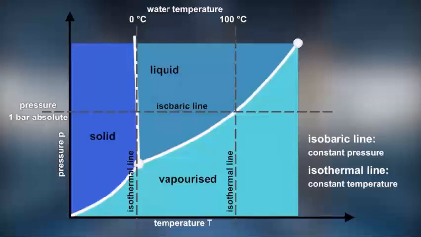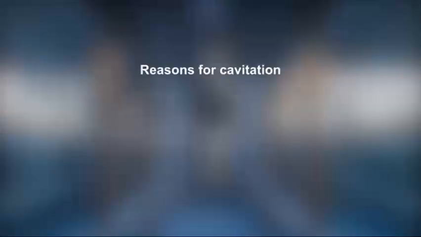Evaporation of water is not only possible when the temperature is increased at a constant pressure. The other possibility is to keep the temperature constant and reduce the pressure below the vapor pressure. Water can evaporate and condense at temperatures below 100 degrees Celsius if the static pressure is low enough. This is exactly what happens when cavitation occurs.